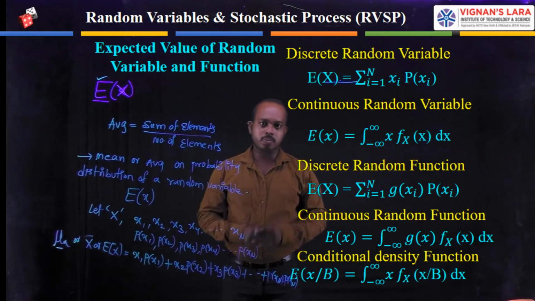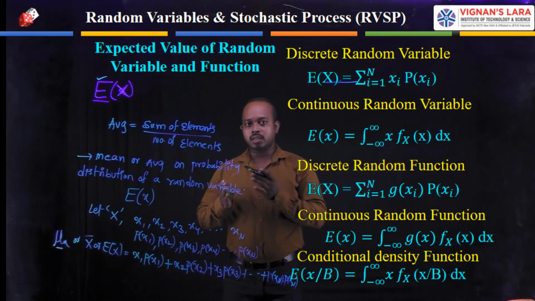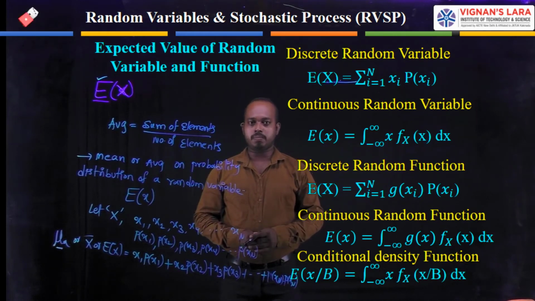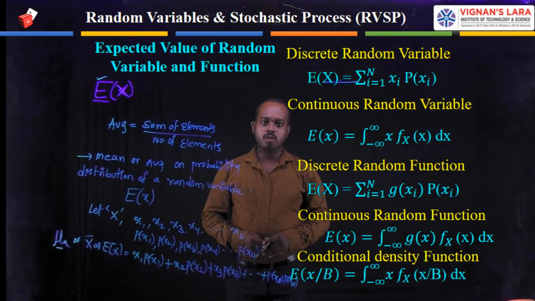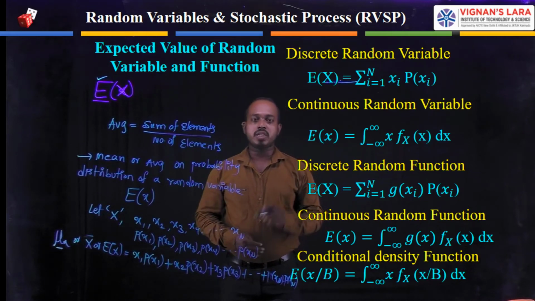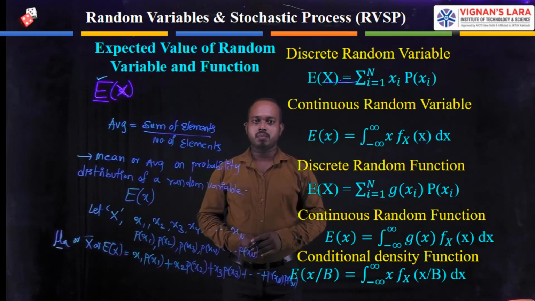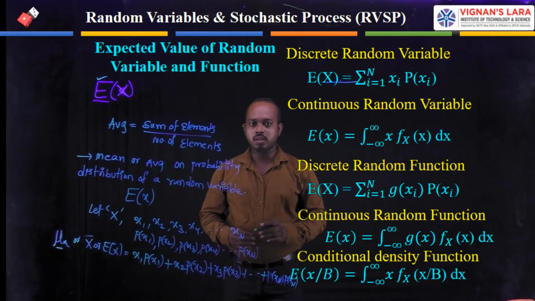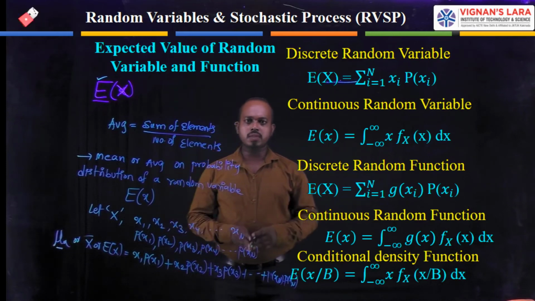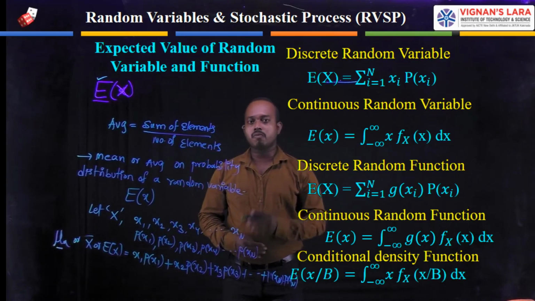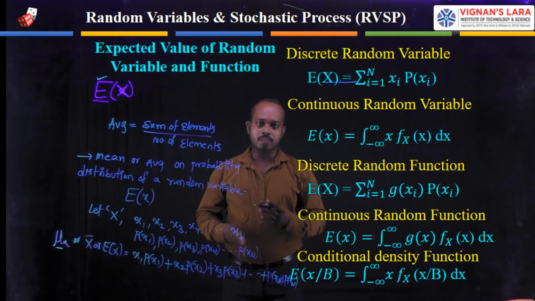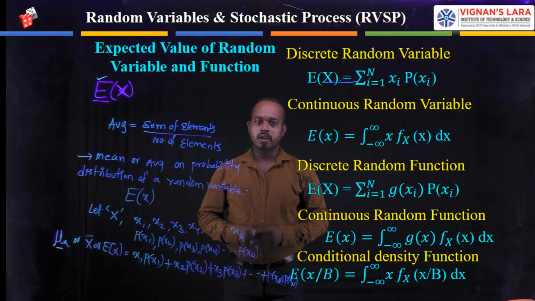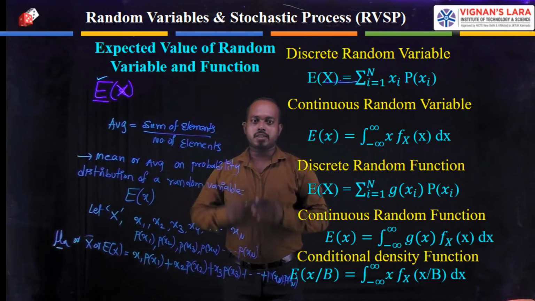Here you can simply remember, whether discrete or continuous, the functions are the same. In case of continuous, you will consider integration. In case of discrete, you will consider summation. In case of a discrete random variable, the expectation value contains the summation symbol. The range is i equal to 1 to n of xi into the probability of xi.